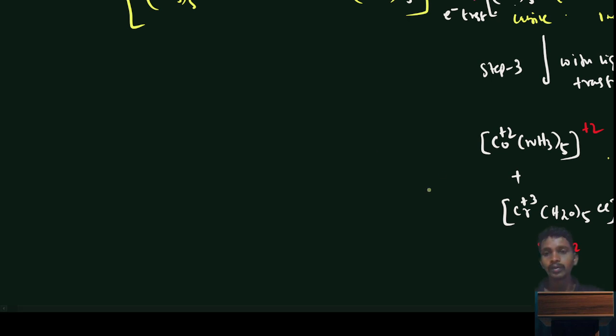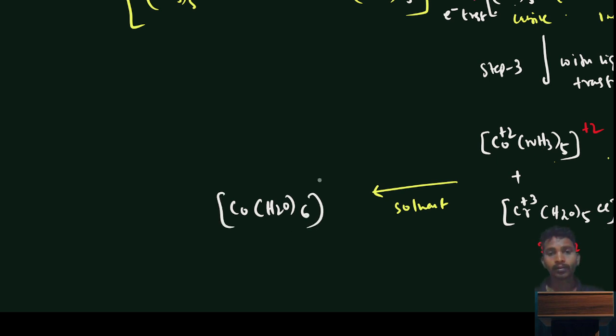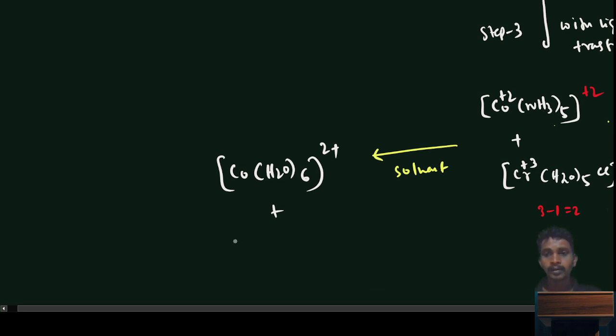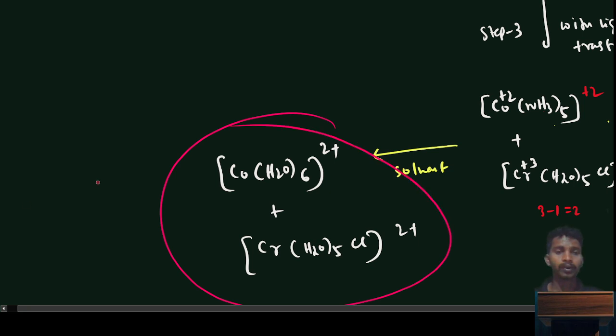Now we will do the solvent step. Whenever the bridging ligand transfer is happening, all the NH3 on cobalt is replaced with water, so that becomes Co(H2O)6 2+, since this is octahedral. Wherever the bridging ligand is there, no water replacement will happen, so this is going to be Cr(H2O)5Cl 2+. So this is the final product.